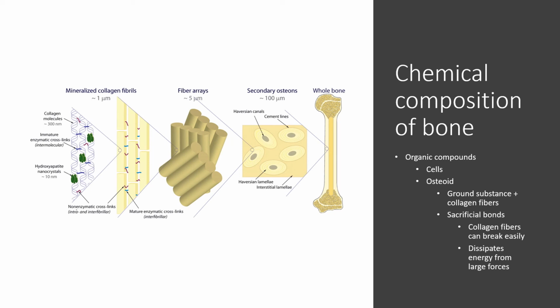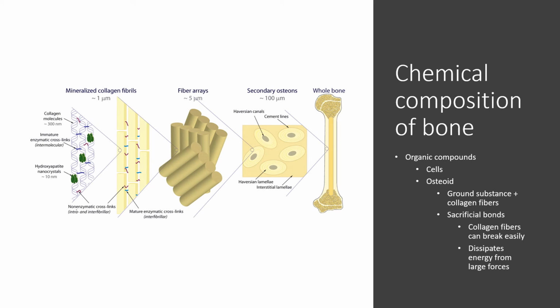Osteoid is the collagen, right? So you have hydroxyapatite, this mineral component, packed around collagen. Collagen is flexible, but it's strong. Hydroxyapatite is strong, but it's brittle. Together, these two make a bone that has a little bit of give so that every tiny pebble that hits you doesn't break a bone. And it also is strong enough to keep you upright.